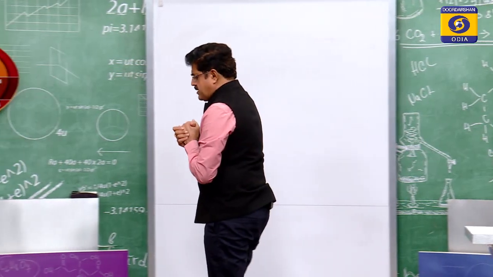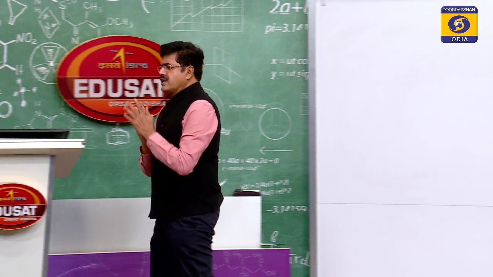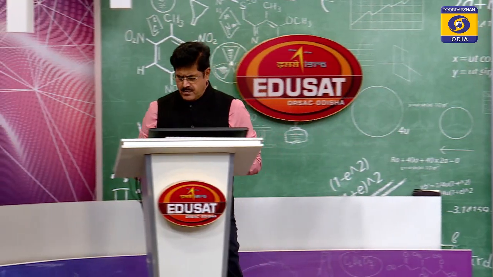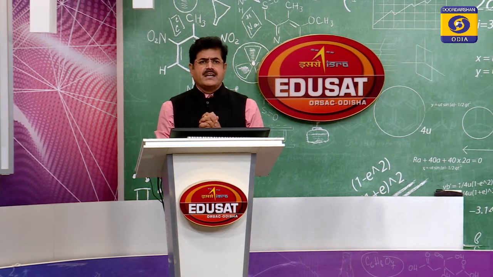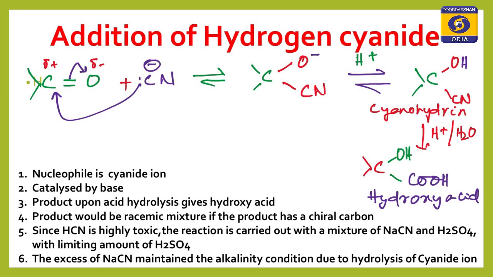Coming to the nucleophilic additions. In the last class, the first nucleophilic addition we discussed was the addition of hydrogen cyanide. Just have a look once again at the TV screen where the addition of hydrogen cyanide is explained. CN minus is the nucleophile, which attacks the carbonyl carbon, resulting in the alkoxide ion which abstracts the proton to give cyanohydrin. This cyanohydrin upon acid hydrolysis gives hydroxy acid. This we have already discussed in the last class.